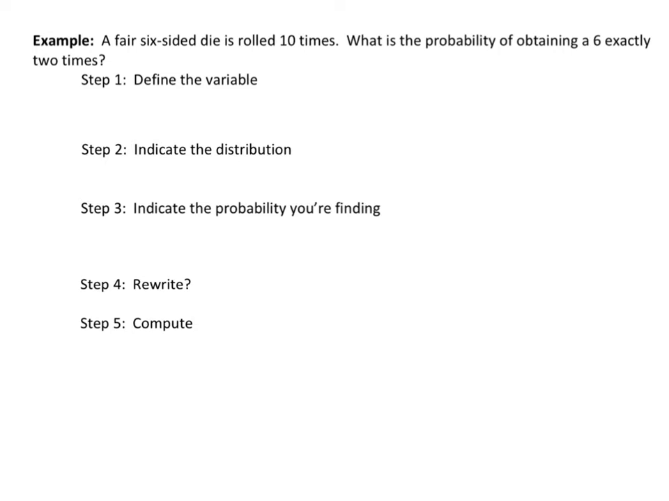So now we're going to come back to that problem that we had a couple minutes ago that we didn't solve. We just talked about why it was binomial. A fair 6-sided die is rolled 10 times. What's the probability of obtaining a 6 exactly 2 times?